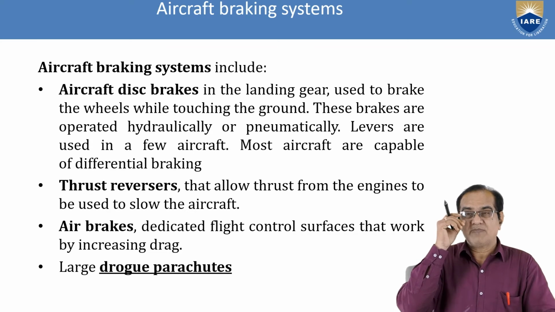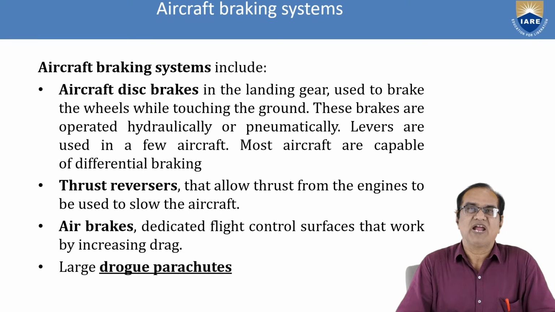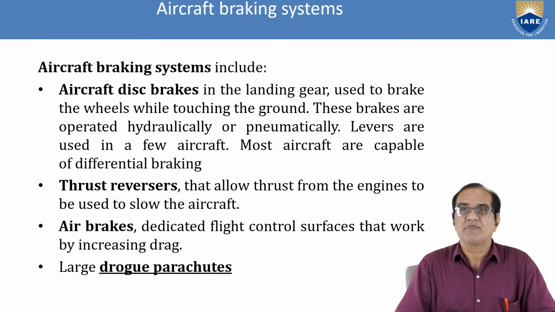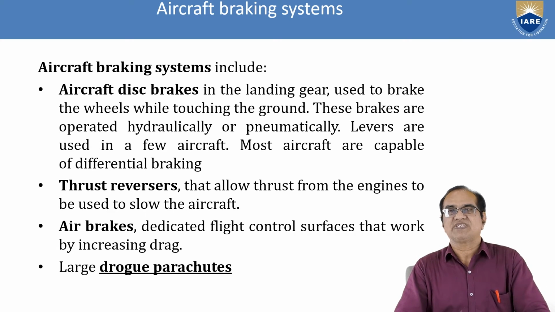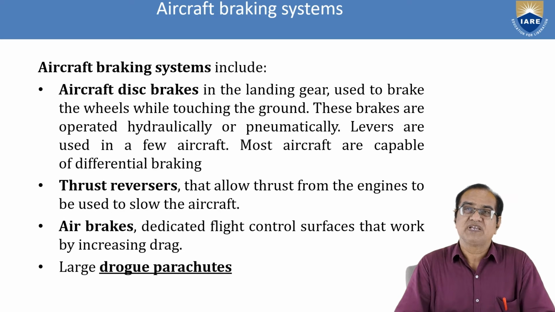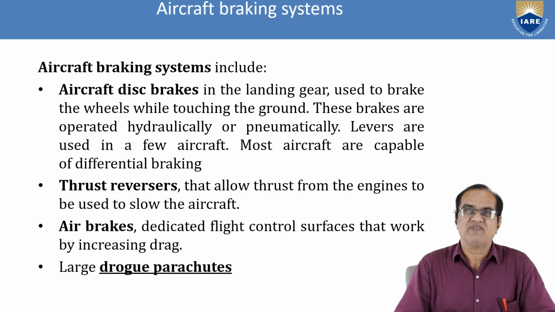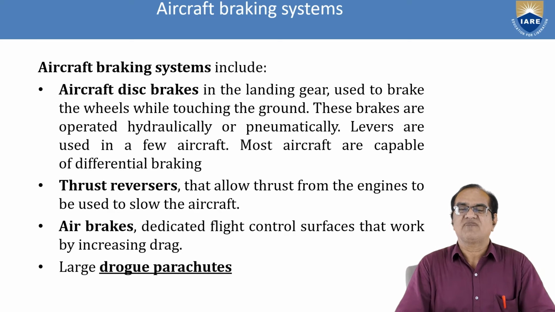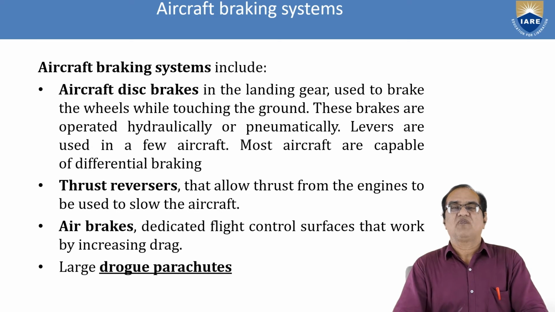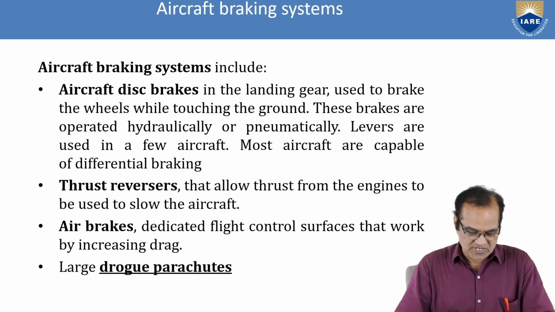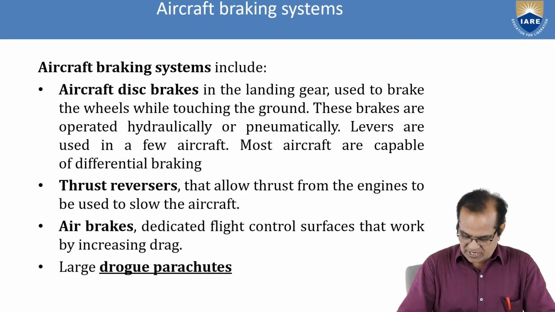So normally we use the hydraulic brakes, but if the hydraulic brakes are not there or not operative, at that time we have to use the air brakes. In that, pneumatic brakes are used and it is operated by the pilot, who is flying. Thrust reversal: if you want to reverse the engine thrust, at that time also these things are used. That allows thrust from the engine to be used to slow the aircraft. Air brakes are dedicated flight control surfaces that work by increasing drag. Large drag parachutes are used.